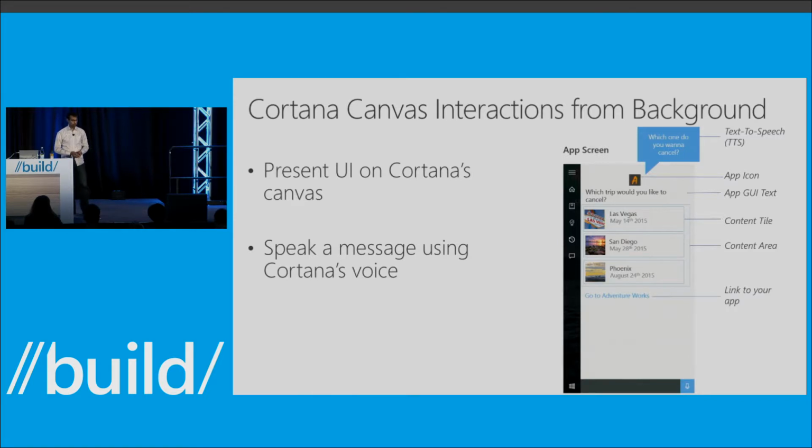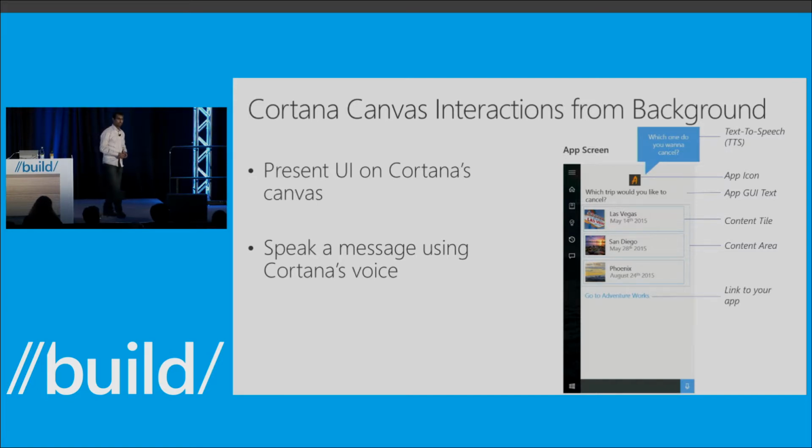So what sort of canvas interactions can you do from that background task when you call those various APIs? The image here shows the set of interactions that are possible. You'll see that Cortana says something to the user, Cortana shows a string of text to the user, and Cortana shows some content to the user. Now note that what she says to the user can be different from what is printed on the screen, and usually what she's saying is a bit more colloquial. So in this example, you'll see Cortana saying, which one do you want to cancel, instead of which one do you want to cancel. That sounds a bit more natural when she's doing text-to-speech on that string.